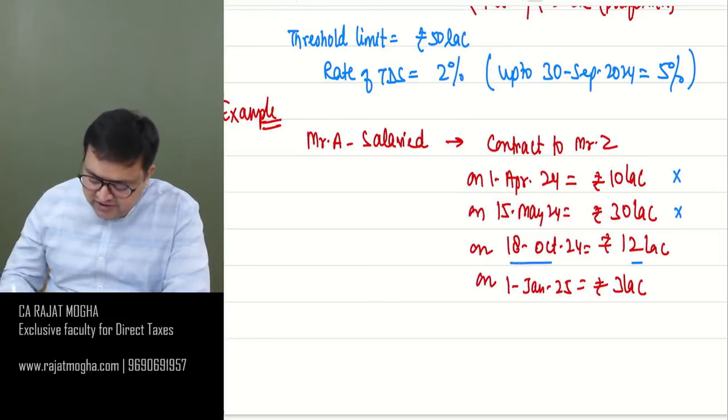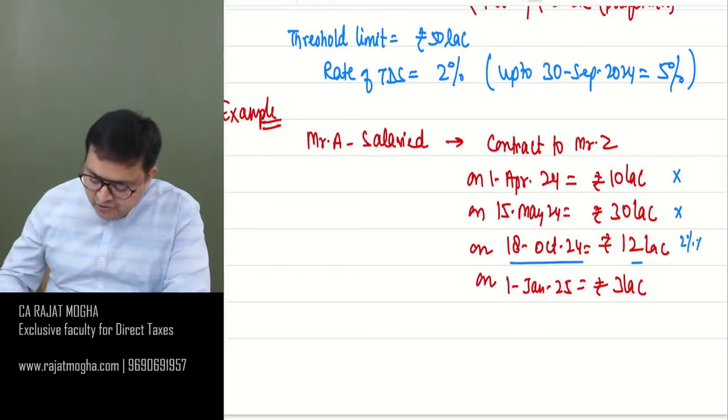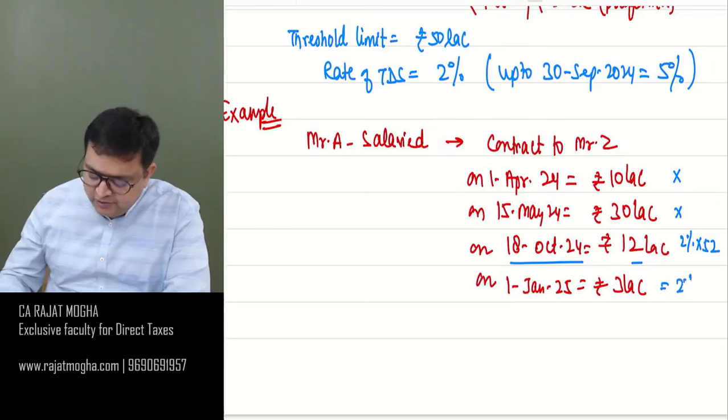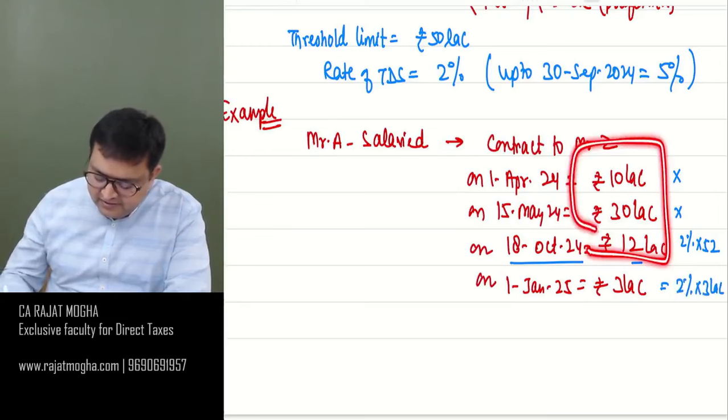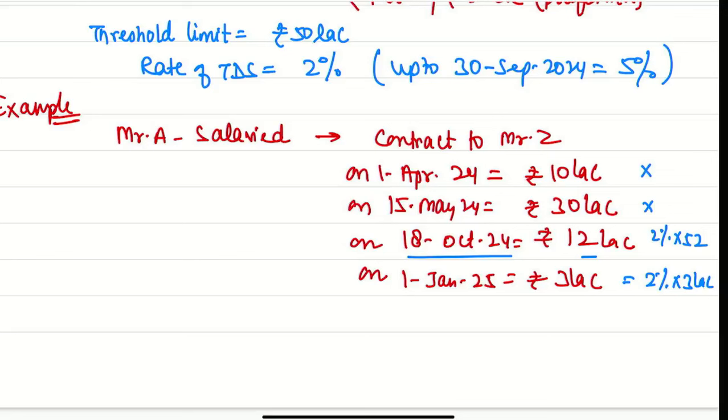Since it is 18th October 24, TDS would be 2% on 52 lakh, on the entire 52 lakh. And here TDS would be 2% on 3 lakh. Up till here we have deducted the TDS now. Understood or not? Had it been before 30th September, I would have applied 5%, but it is now 18th October, so we are doing it at 2%.